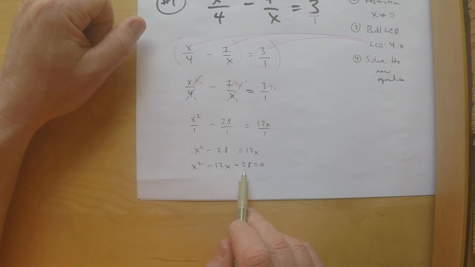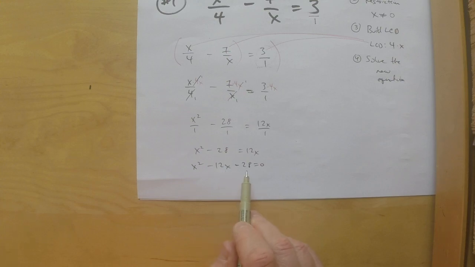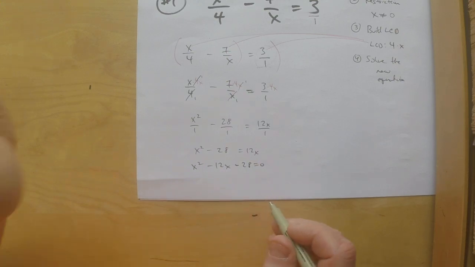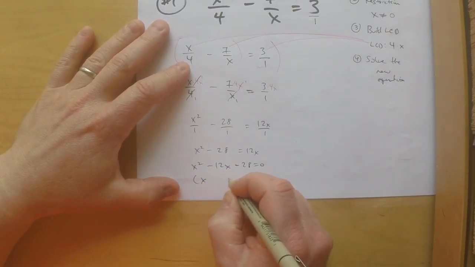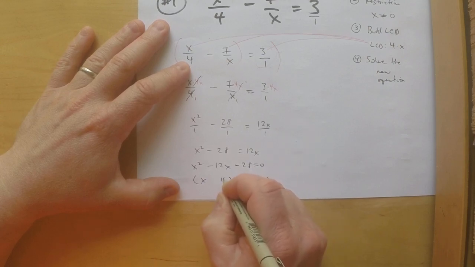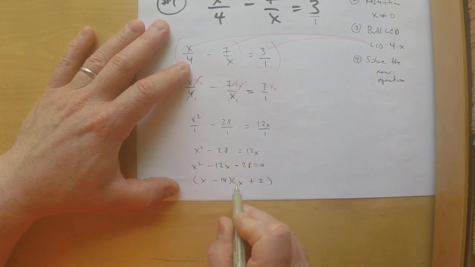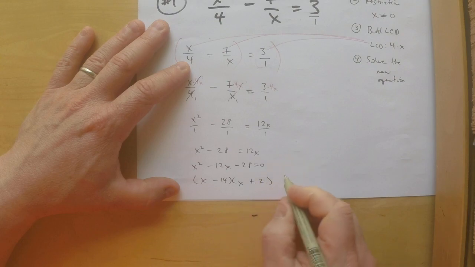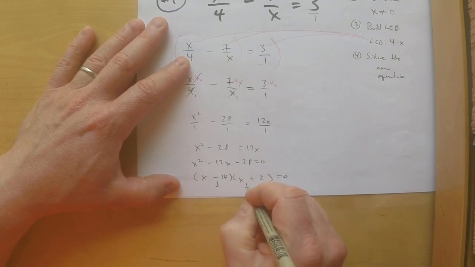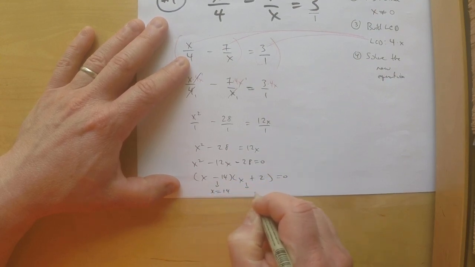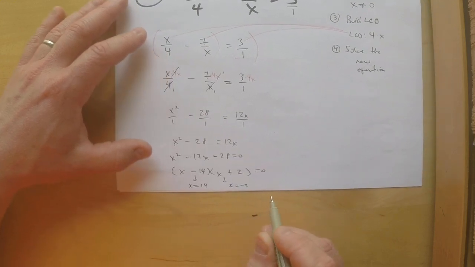Well, 28 could be 4's and 7's. That doesn't give me 12. Excuse me, 28 could be 14's and 2's. Could it not? 14 and 2, and if that's a minus and that's a plus, just check. x squared, 2x minus 14x is minus 12x, minus 28. There's the winner. And out drops 2 answers of 14 and negative 2.